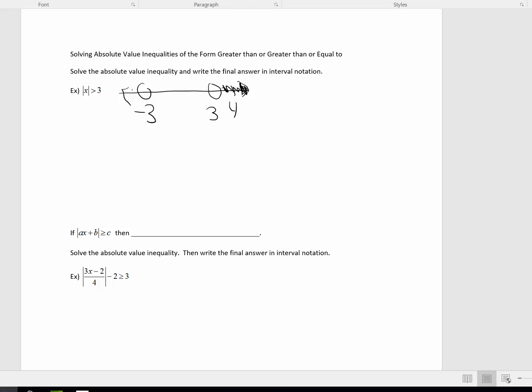How about negative 4? The absolute value of negative 4 is 4, and 4 is greater than 3. Negative 5: the absolute value of negative 5 is 5, and 5 is greater than 3. So values less than negative 3 work also. So either x is greater than 3 or x is less than negative 3. And I can write that in interval notation.